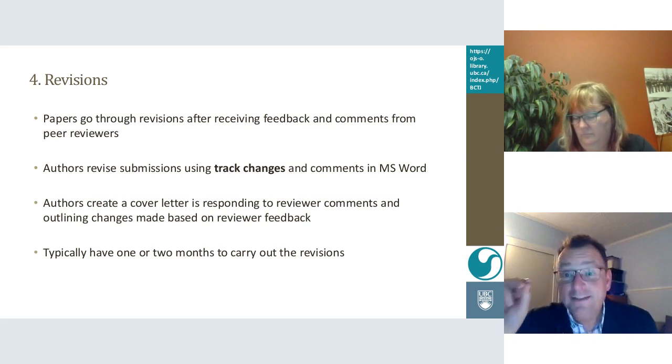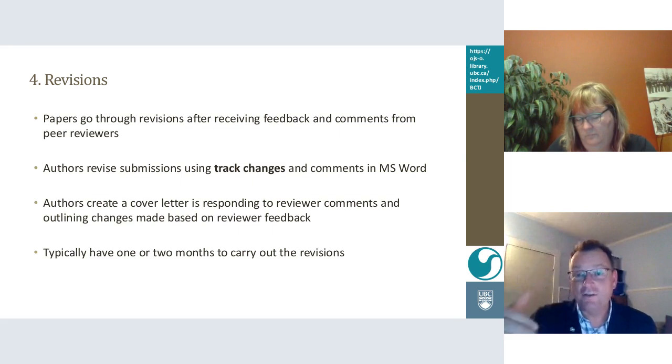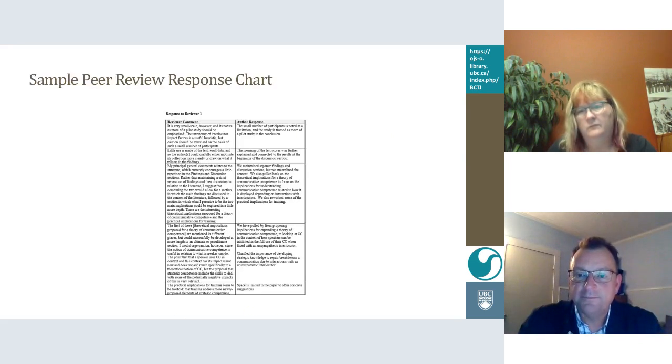Key point, please use track changes in MS Word as you're doing your revisions so that we can follow the development of your manuscript. It's very important that I can see those track changes. You can also use the comments function if you want to explain something to the editor, but we need to see all of that on your manuscript.